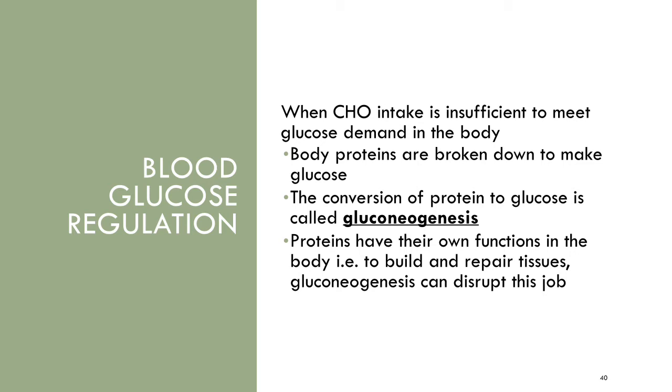The conversion of protein to glucose is called gluconeogenesis. Basically, gluco means glucose, and neogenesis means to make. Proteins have their own functions in our body, and by channeling the proteins in our body, or proteins derived from our diet, to provide energy or convert them to glucose, we are depriving our body of one of the more important functions of protein, which is to build and repair tissues. So the process of converting proteins to glucose for meeting energy demand can disrupt the normal functioning of our body in terms of building and repairing tissues, building important enzymes and proteins, etc.